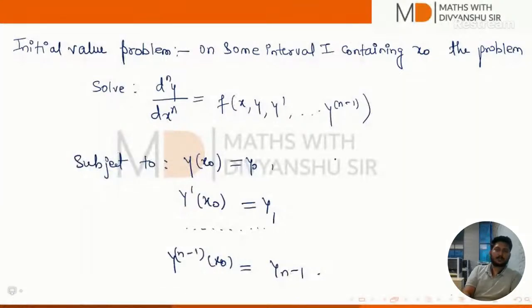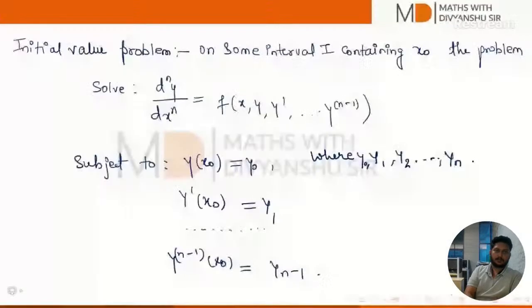So where y1, y2, yn to the power minus n are arbitrary specified real constants. So these are called an initial value problem. Okay, where y dash is better. No problem, take some more notation here: y0, y1, y2, up to y to the power n minus 1.